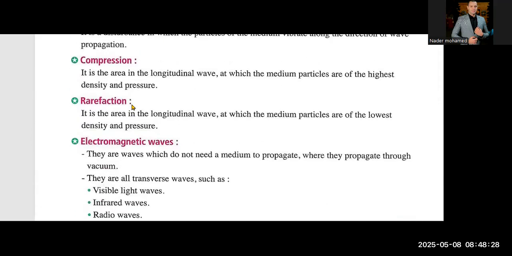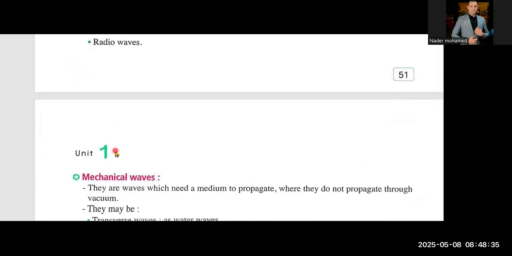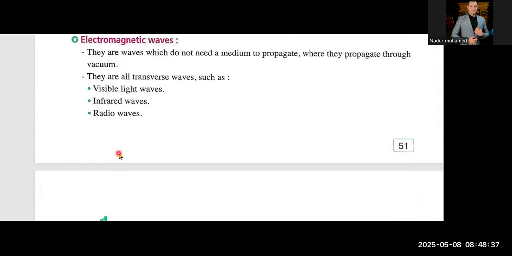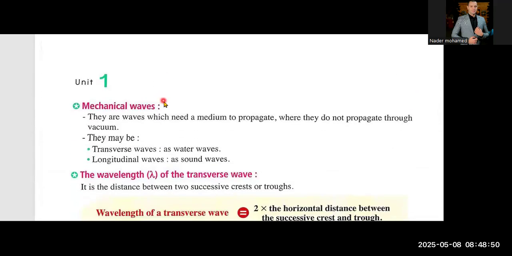We have two other types of waves according to the ability to transfer energy. Number one is called electromagnetic waves and the other is called mechanical waves. Electromagnetic waves are waves which don't need a medium to propagate, like radio waves, infrared, visible light, and so on. But mechanical waves need a medium to transfer through, and they have two types, transverse and longitudinal. Longitudinal is like your voice, like sound waves. Transverse is like water waves.